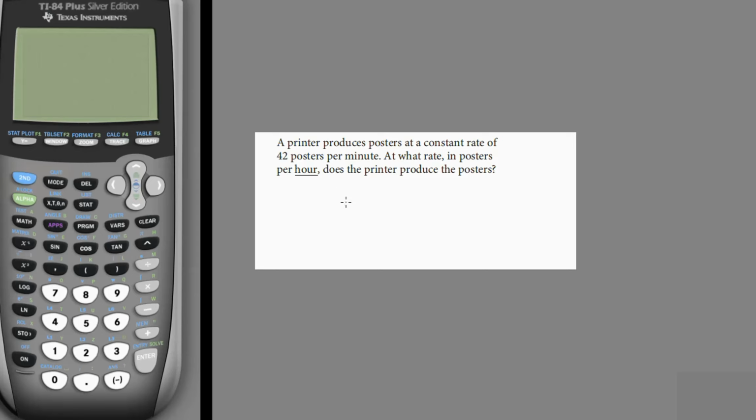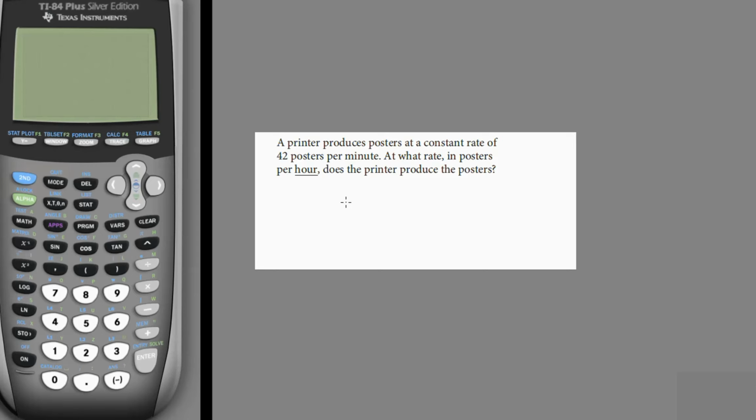So firstly, ask yourself, if the printer produces 42 posters per minute, then they're asking you how many posters the printer will be able to produce per hour. So ask yourself, how many minutes make up an hour? So we have 60 minutes making up an hour.